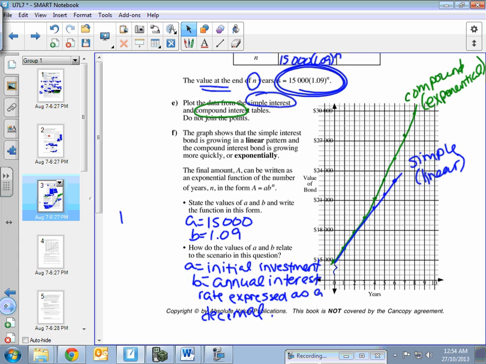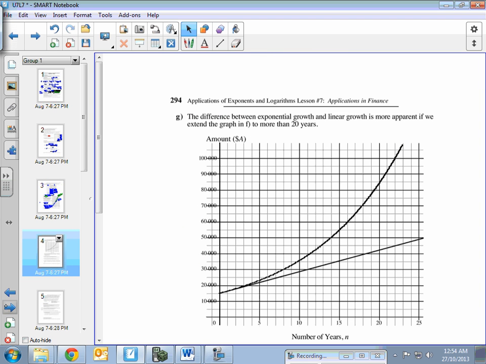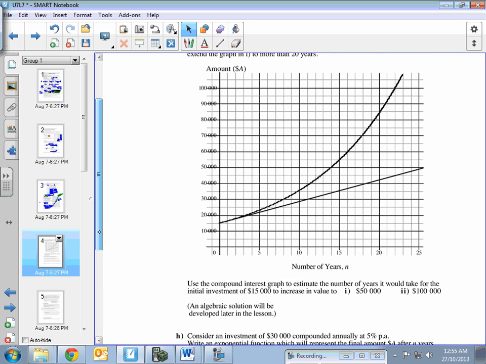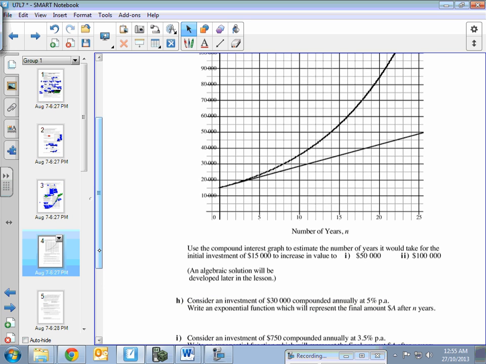Okay, so the next page, the difference between exponential growth and linear growth is more apparent if we extend the graph in F to more than 20 years. So you can see how much compound interest will build compared to your simple interest. Okay. So use a compound interest graph. So compound is the exponential to estimate the number of years it would take for the initial investment of $15,000 to increase in value to $50,000.